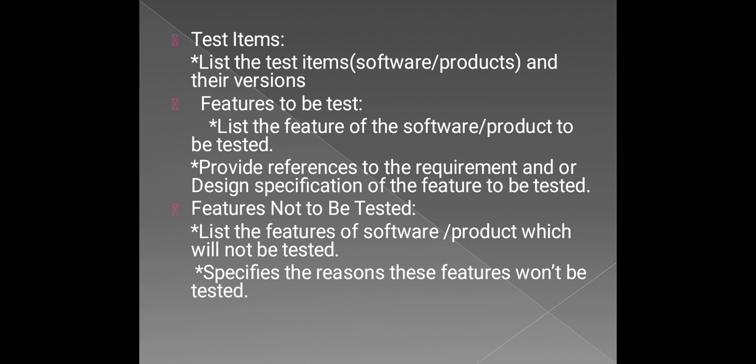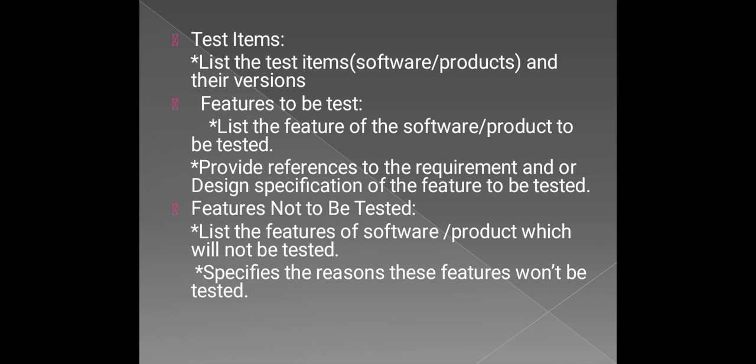Next, test items. Test items lists the items to be tested. It might be software or products and their versions. Features to be tested: list the features of the software or product to be tested. Provide reference to the requirement and/or design specification of the feature to be tested. Next, features not to be tested.